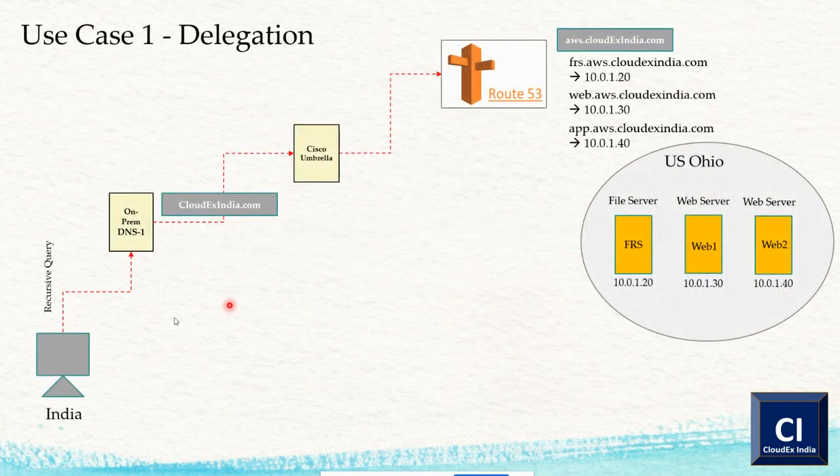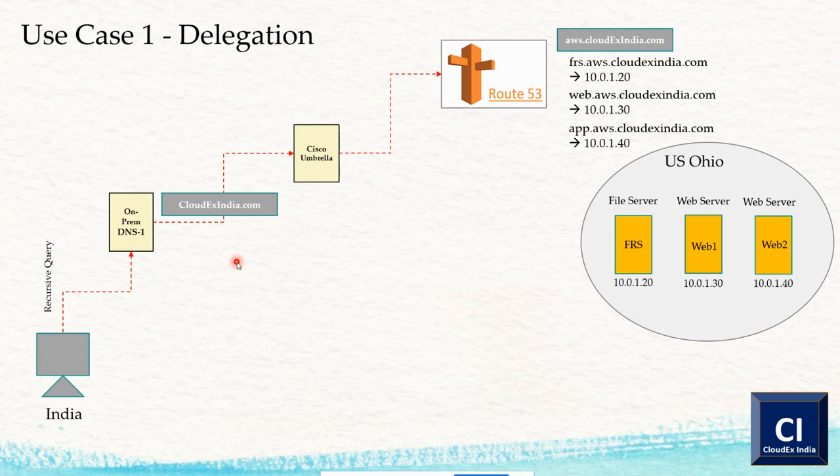Take an example. This is your setup, a layout of your organization. I have a client here and there is one DNS server which is in my on-premises. Over this DNS server, I have created a zone named cloudxindia.com. So cloudxindia.com is my primary zone, or DNS database you can say, where I am creating all DNS related entries, for whatever resources I have in my on-premises.